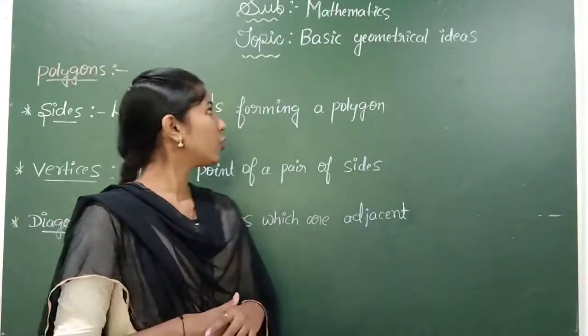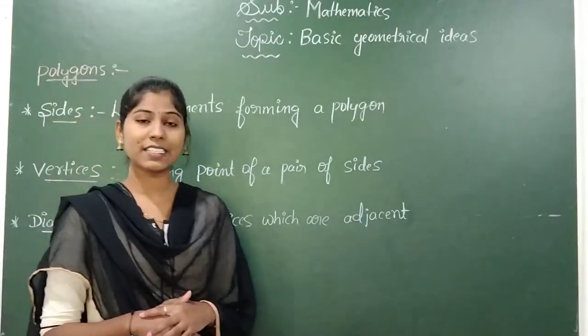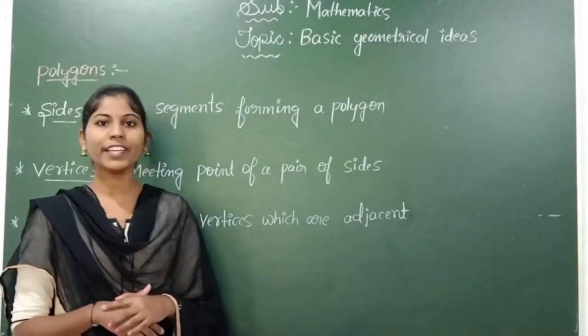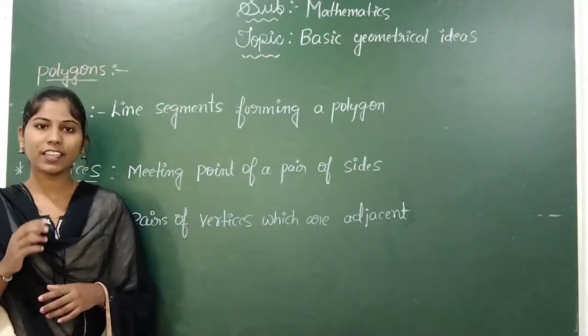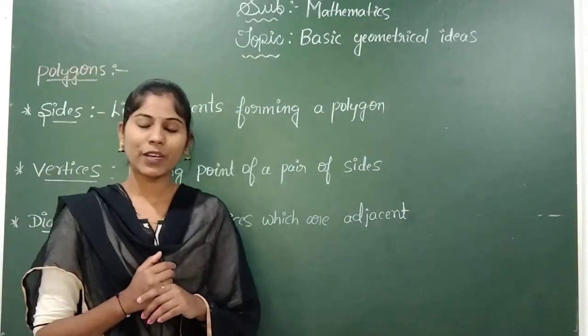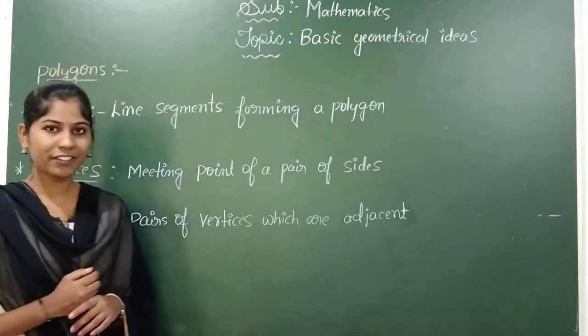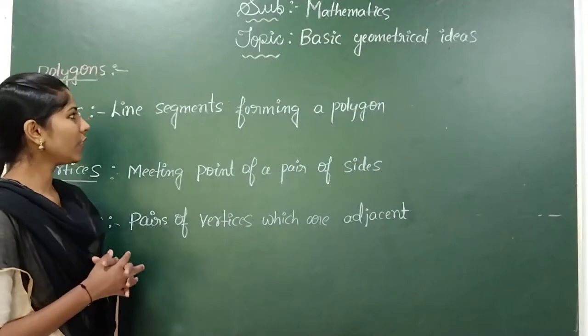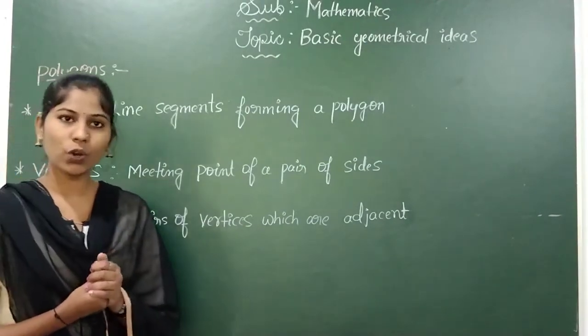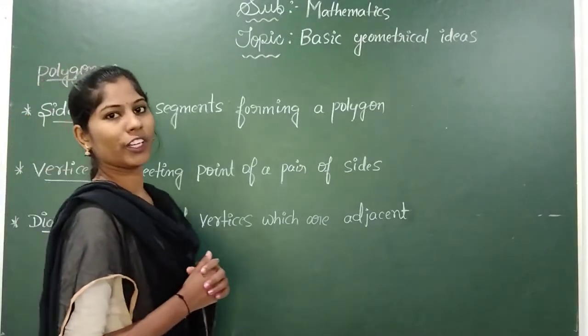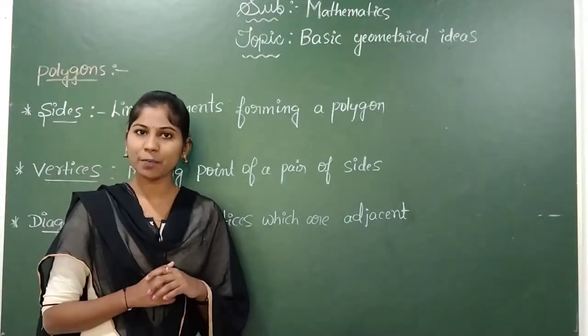So, in the basic geometrical ideas lesson, in a previous class, you have learned one important concept, that is curves. In the curves, you have learned open curve and closed curve and the definition of the curves. Here is another new concept, that is polygons. So, what is this polygon? How can you define a polygon?